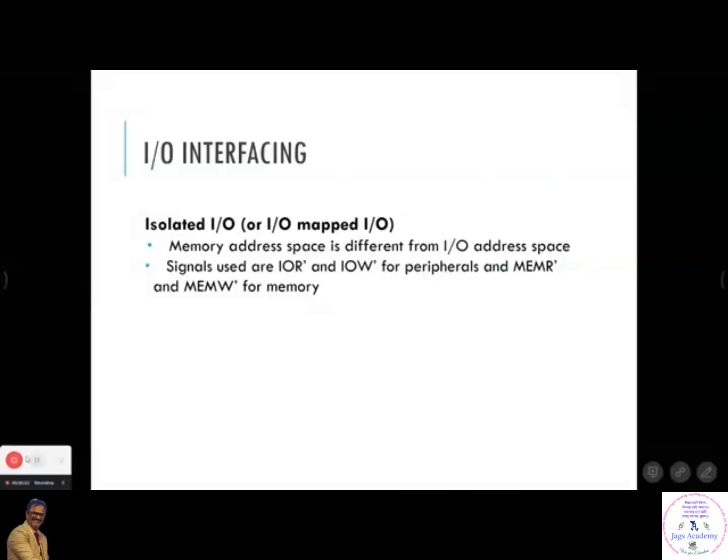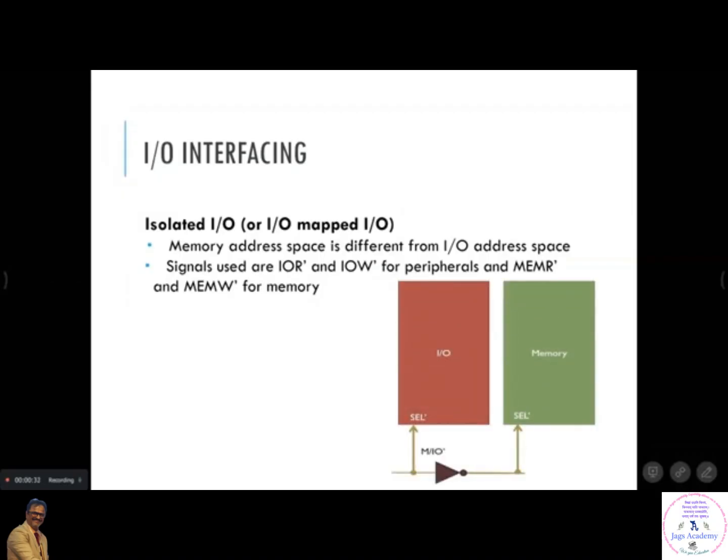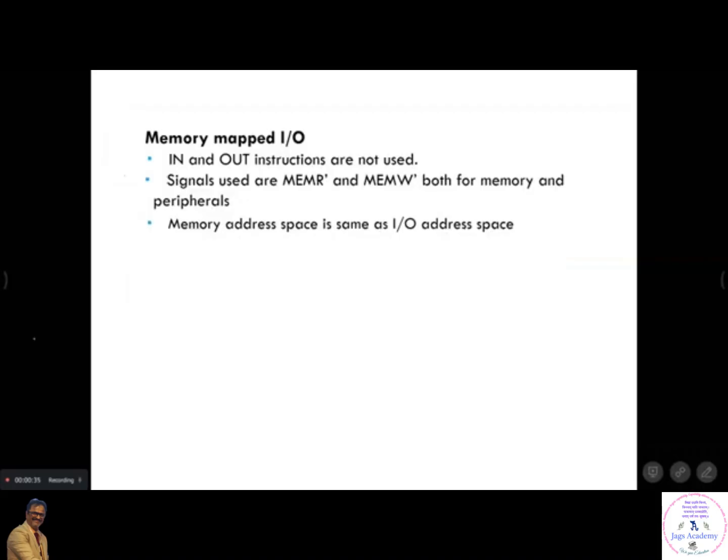As I have informed you during my last class, this is the last topic of this microprocessor: I/O interfacing. I have already told you there are two types of I/O interfacing. One is isolated I/O, also called I/O mapped I/O. I have explained the difference between I/O mapped I/O and the other one, memory mapped I/O, with an analogy during my last class.